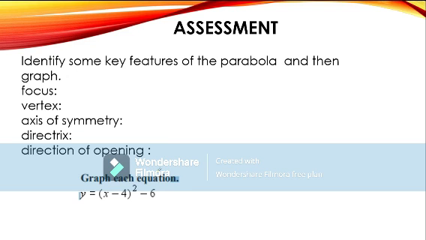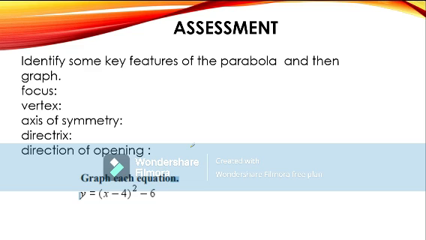Then also identify some key features of the parabola and graph it with this equation: y is equal to (x minus 4) quantity squared minus 6. Find the focus, vertex, axis of symmetry, directrix, and direction of opening. I hope that you were able to understand part 1 of the parabola discussion.